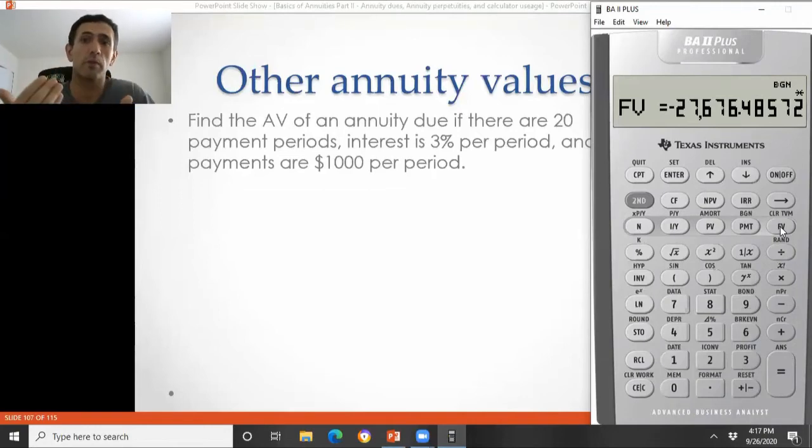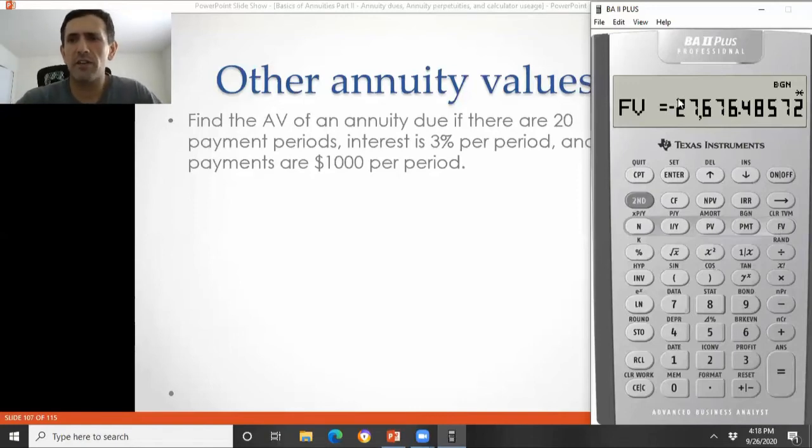27,676.49, if you plug into your formula, is correct, but you get a minus. And the meaning of this is very simple. This is how the calculator treats these loans. Or rather, the calculator treats this as basically a loan. So for me to get $1,000 at the beginning of each period, one way to do that is to shell out $27,676.49 at the end of the 20 payment periods. To get the $1,000 at the beginning of each period, I shell out this amount.